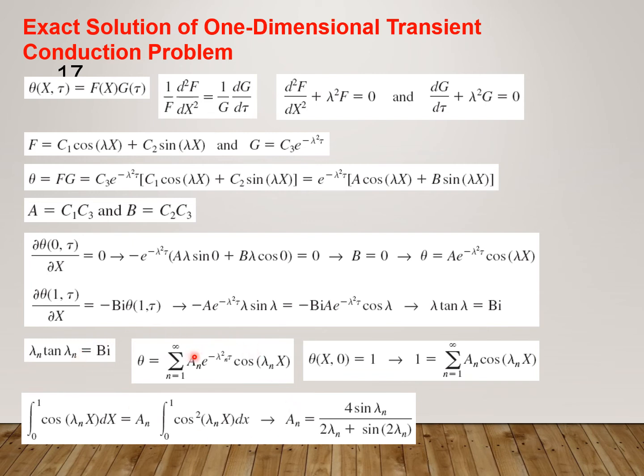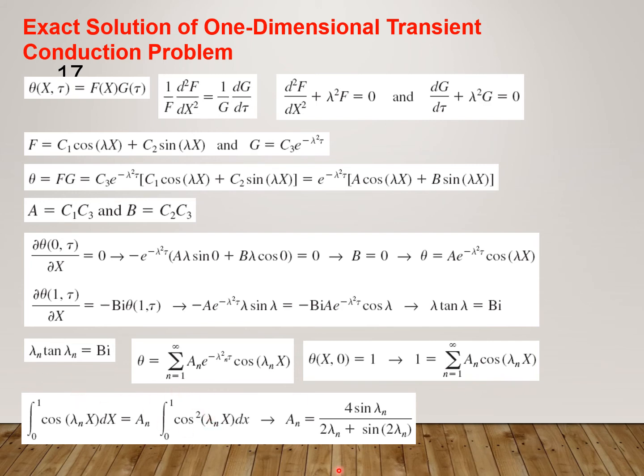Theta is equal to summation of n is equal to 1 to infinity a n e to the power minus lambda n square tau cos lambda n x, and theta, which is a function of x comma 0, is equal to 1, can be written as 1 is equal to summation of n is equal to 1 to infinity a n cos lambda n x.